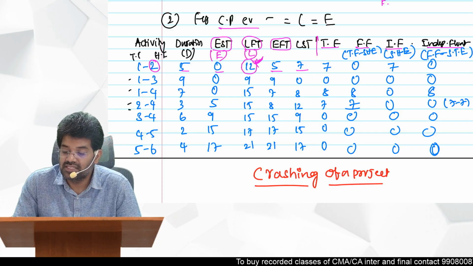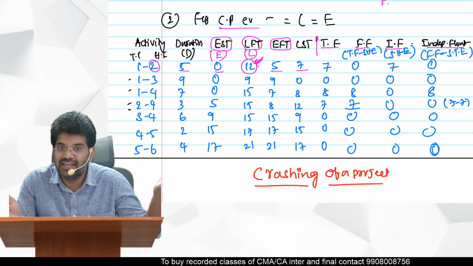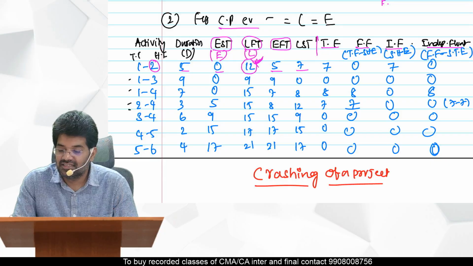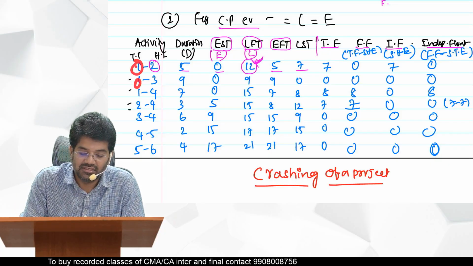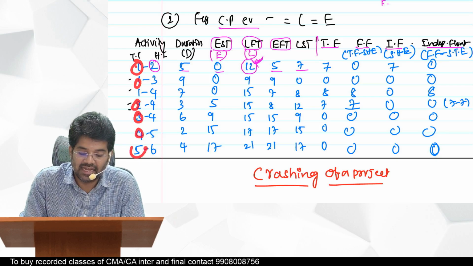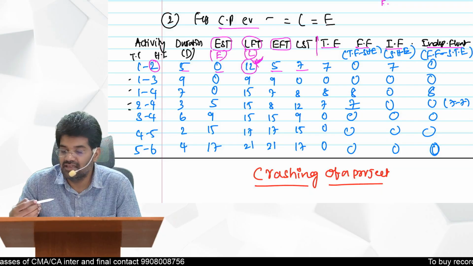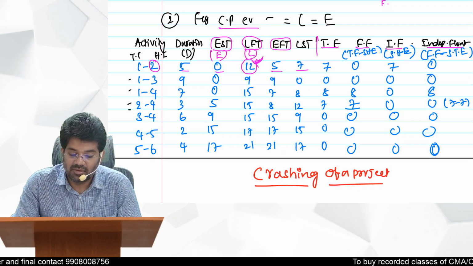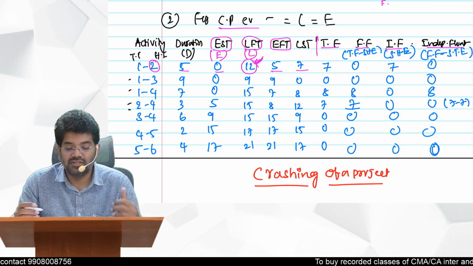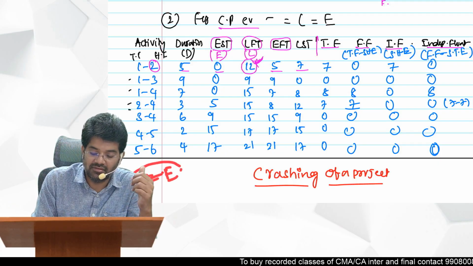Next, the last one is independent float. How do you get independent float? Free float minus slack of tail event you should check. Tail means this one: 1, 2, 3, 4. Slack at these points you should take. Already we know the slack at head events, some of them, so the slack at tail events also you should carry. Slack means the difference between L value and E value, L minus E.